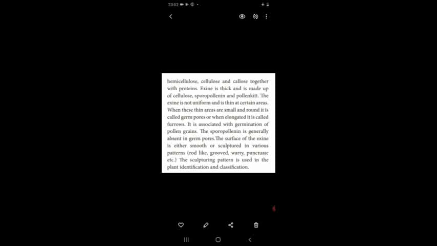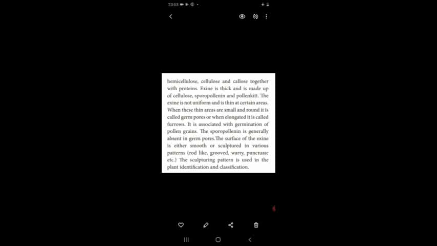Or exclamatory symbol like this. Or it may be a different shape. So rod-like, grooved, warty, punctuate, etc. The sculpturing pattern is used in plant identification and classification. So the sculpture nature of the exine may vary in different plants' pollen grains.